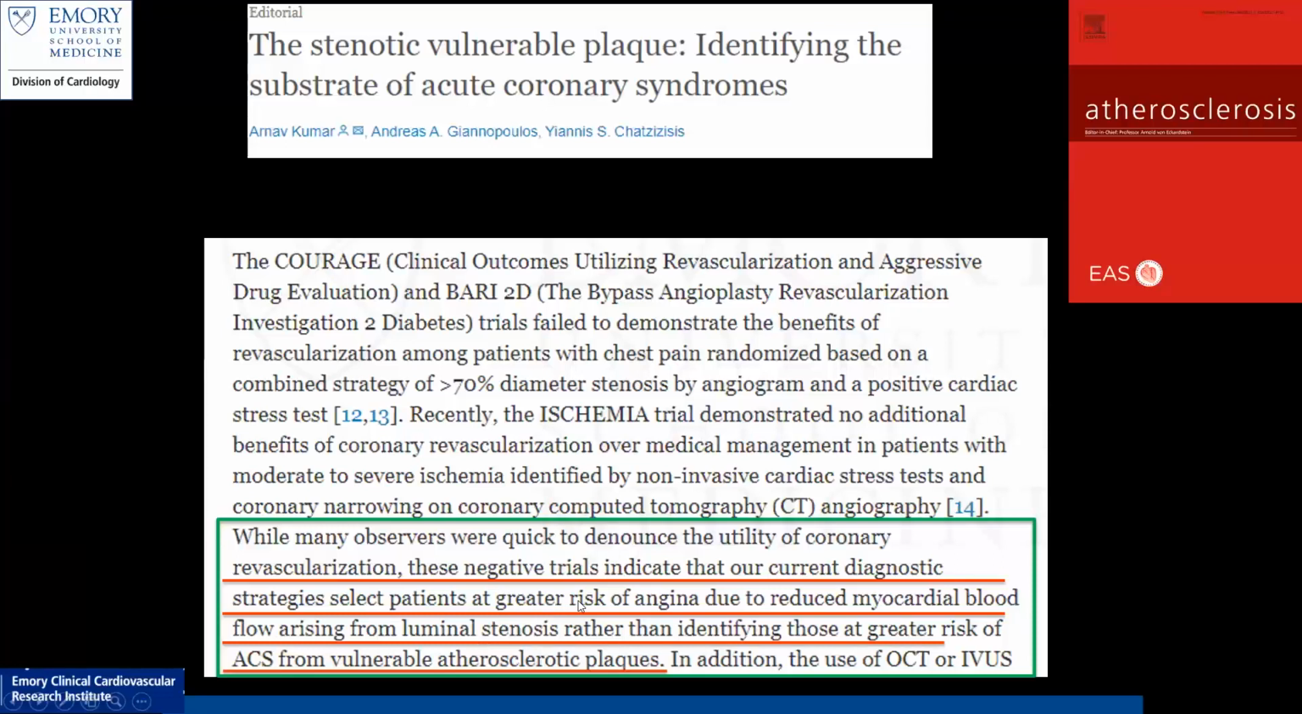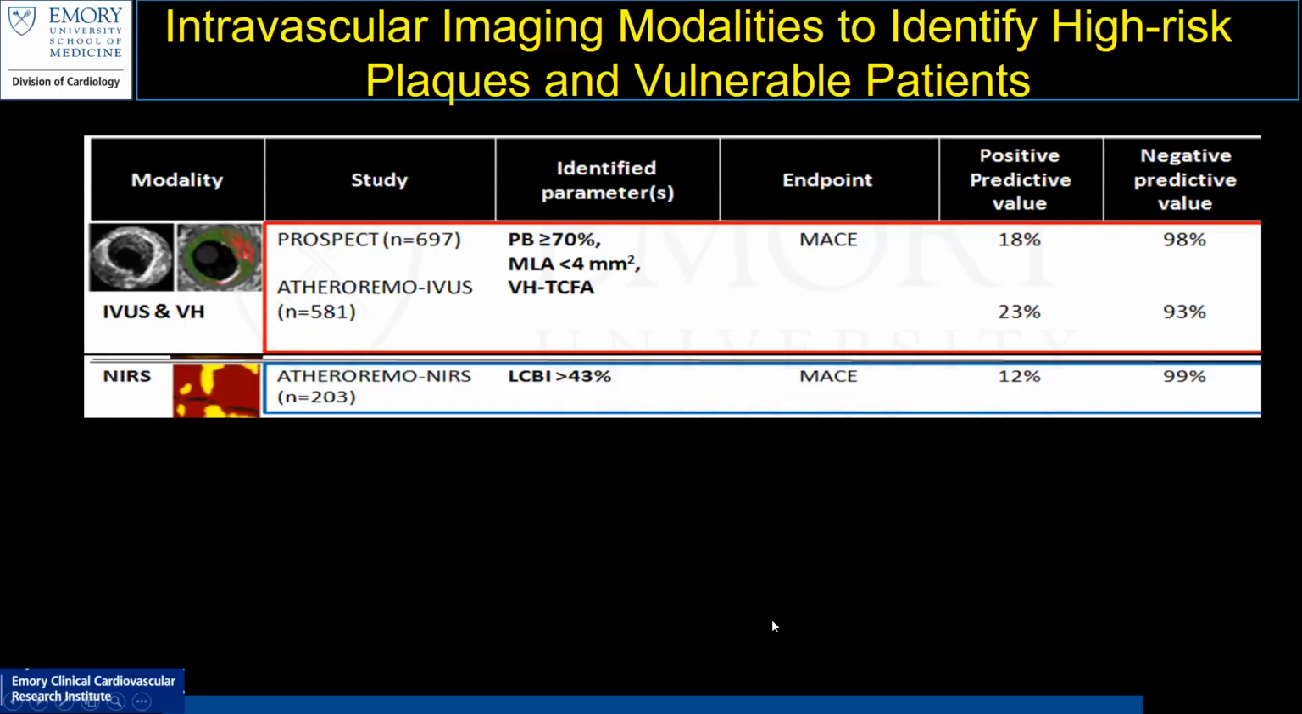In our recent editorial, we noted that perhaps these trials indicate that our current diagnostic strategies fail to identify patients at higher risk of future ACS and hence will benefit from cardiac interventions. Perhaps it is not the stents, but how we are selecting these patients for revascularization is the bigger problem.